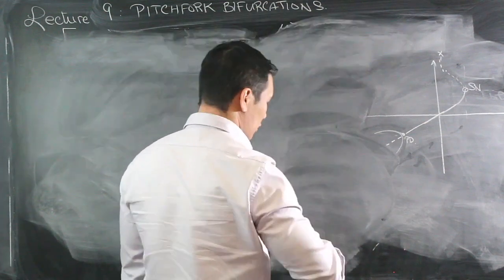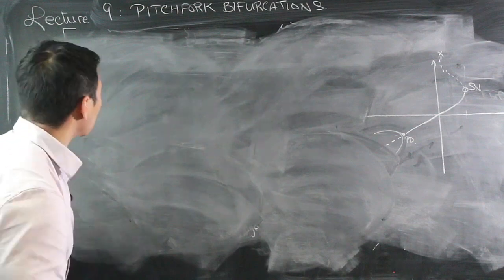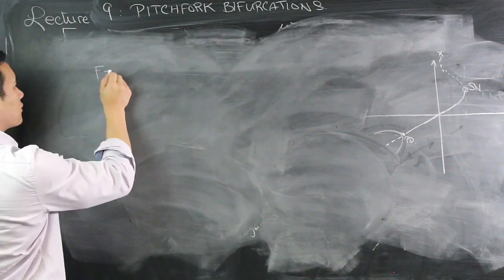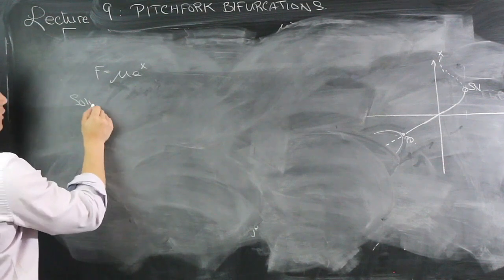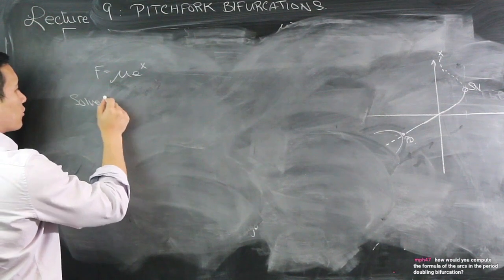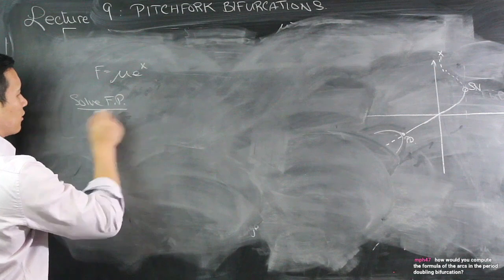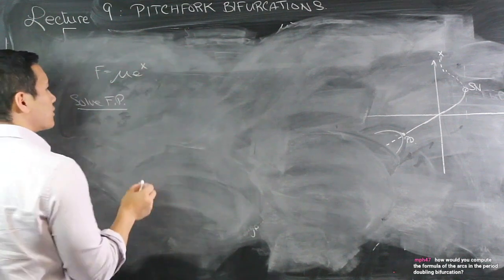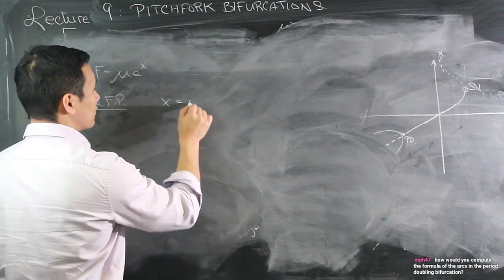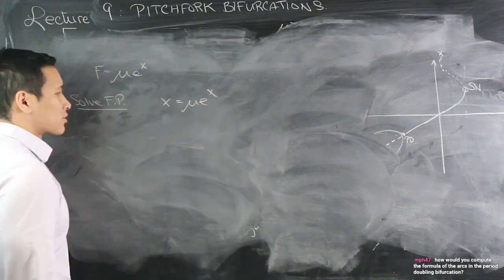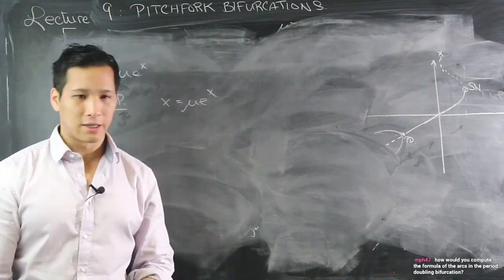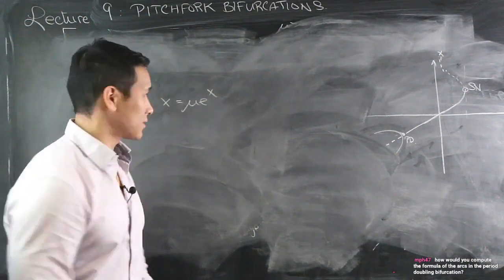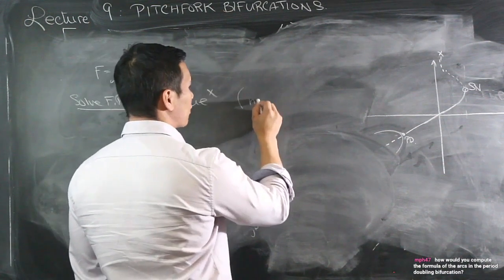Why is that so tricky? So you've got f equal to mu times e to the x. Let's solve for the fixed point first, then we solve for the bifurcation point. So the fixed point is at x equal to mu e to the x. And you're screwed at this point because you can't solve the equation, because there's no closed form solution to that equation. So that's all you can do. No closed form solution.